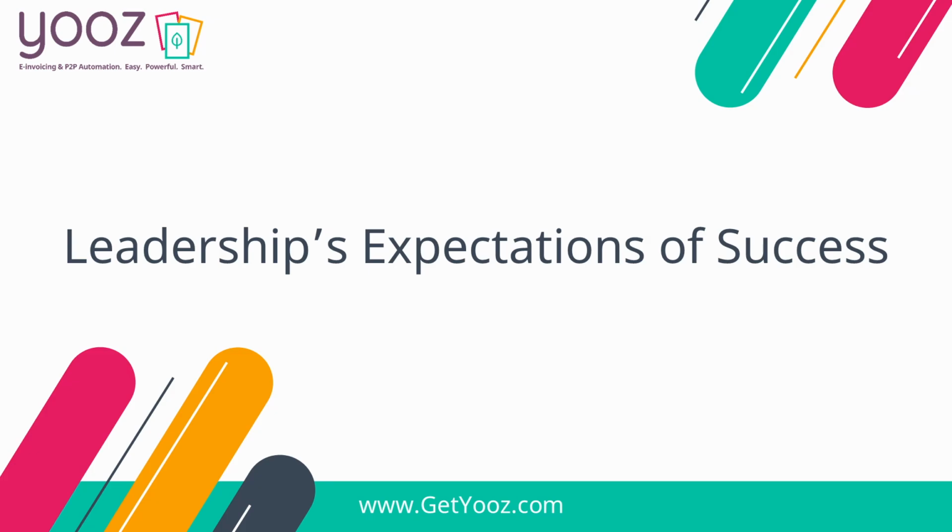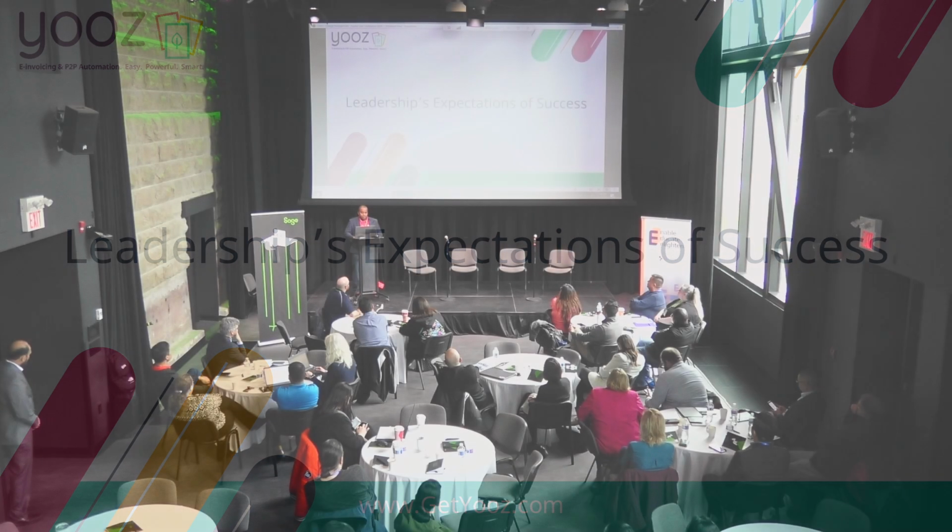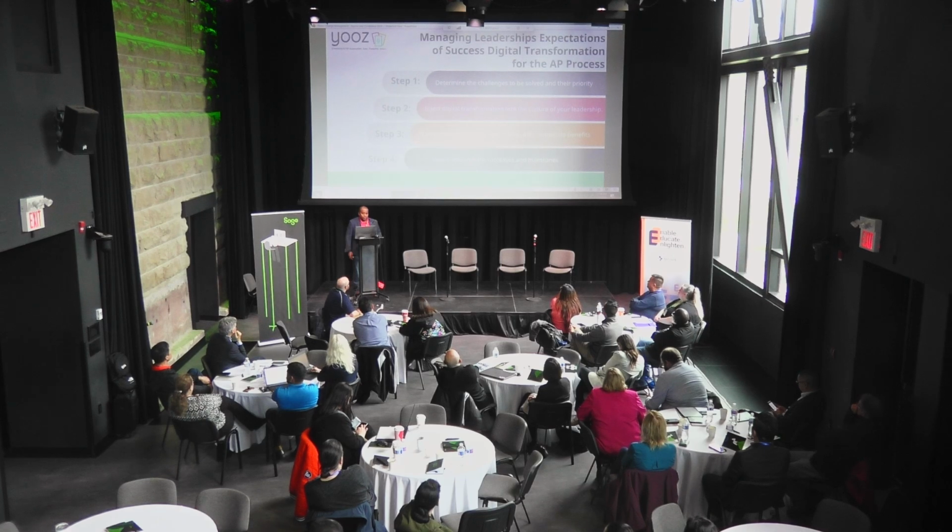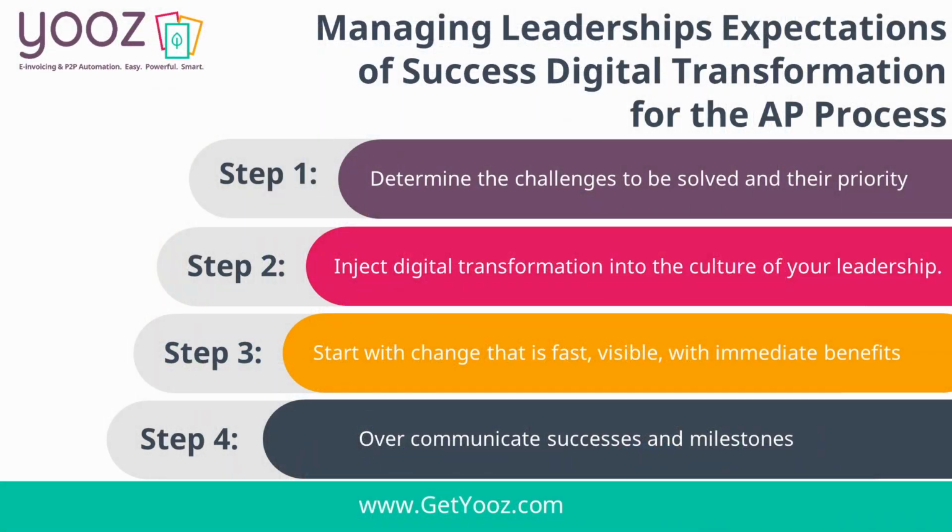So leadership's expectations of success, right? Getting leadership to buy in, managing leadership's expectations of a successful digital transformation. So we'll see a few things. Step one, determining the challenges to solve and the priority, right? What challenges are we solving in your organization today in that AP process? Step two, injecting digital transformation into the culture, right? The culture, when everybody buys in, is all involved and all on board with it. Step three, start with the change that is fast, visible, and has immediate benefits for everybody as well. And fourth, over-communicate successes and milestones.